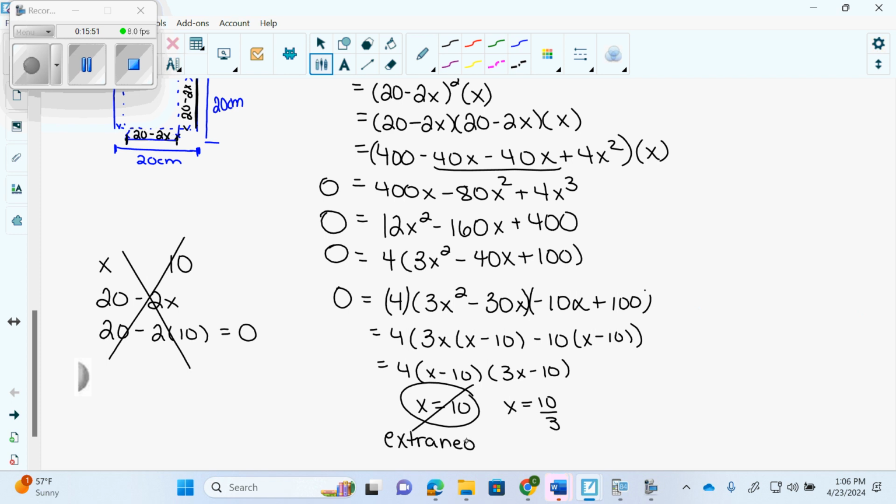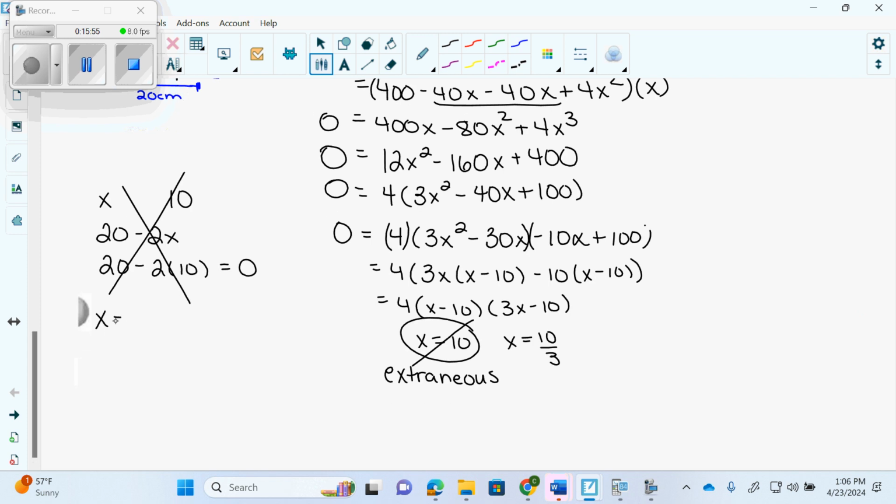Now, let's try the 10/3. So we have x equals 10/3, and then we have 20 minus 2 times 10/3 is my dimension. So I get 20 minus 20 over 3, times this by 3. So I get 60 over 3 minus 20 over 3, which is 40 over 3. Now what the heck are the units?